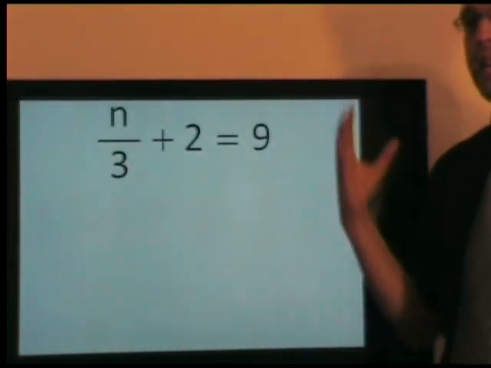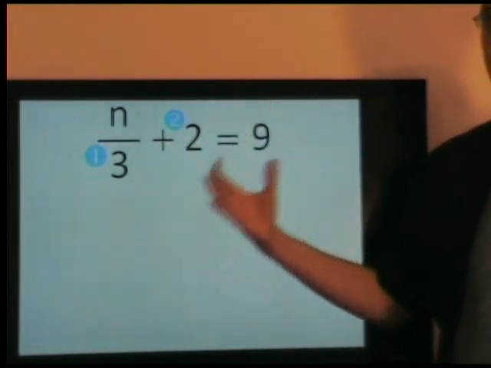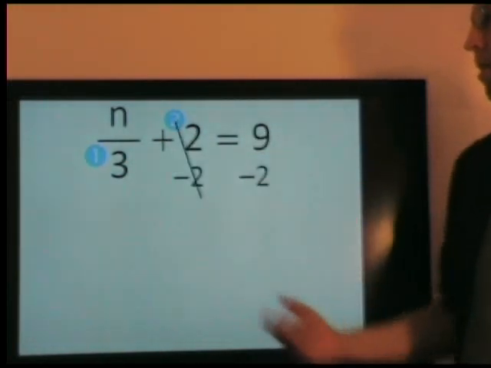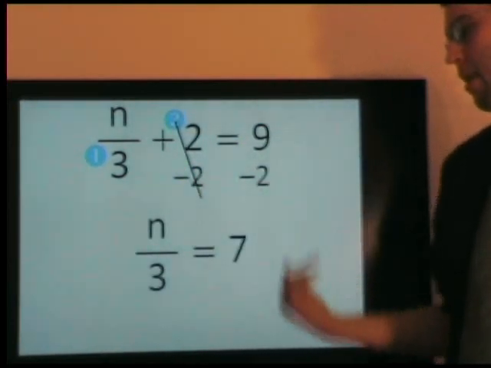Okay. Again, what's happening to n? First and last. How do you undo a +2? -2 on both sides. Bring it down. How do you undo dividing by 3? Times 3.